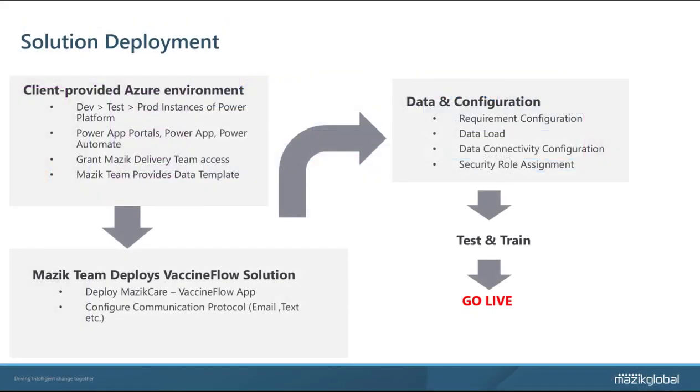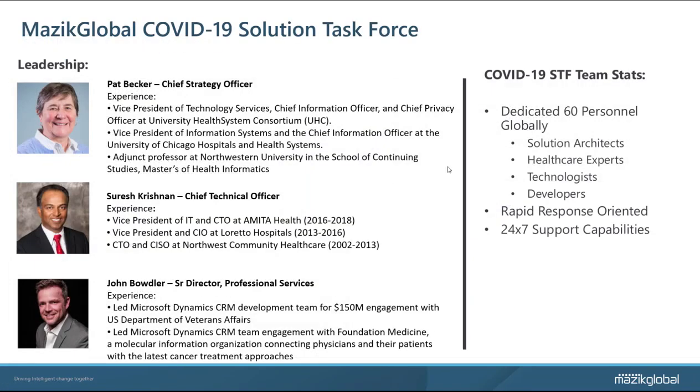We have streamlined our deployment process, so everything in the beginning for vaccination appointment scheduling and administering could be deployed within a 3 to 5 day time period. All we need is access to the Dev, Test, and Production instances of the Power Platform. We deliver the Power Automate flows and Power Apps portals, configure the system, provide you the training, and go live with the application platform.